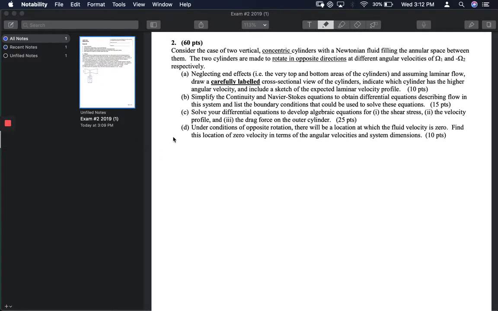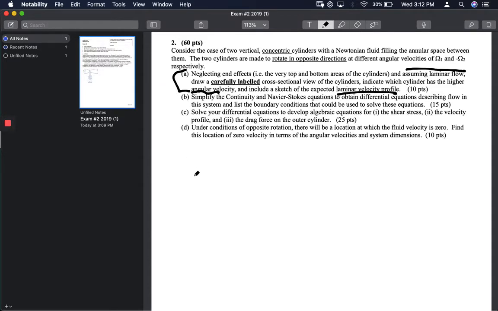Okay, so the first part that they ask us to do is draw a carefully labeled cross-section. So the things that we need to include there are, first thing that's important is we assume laminar flow. We want to indicate which one has the higher angular velocity and include a sketch of the laminar velocity profile here. Okay, so let's jump right into that.